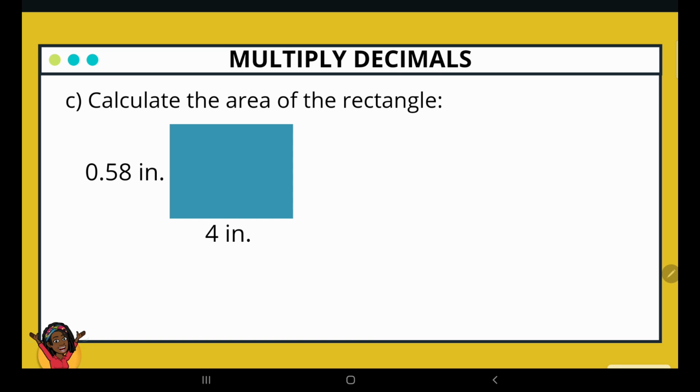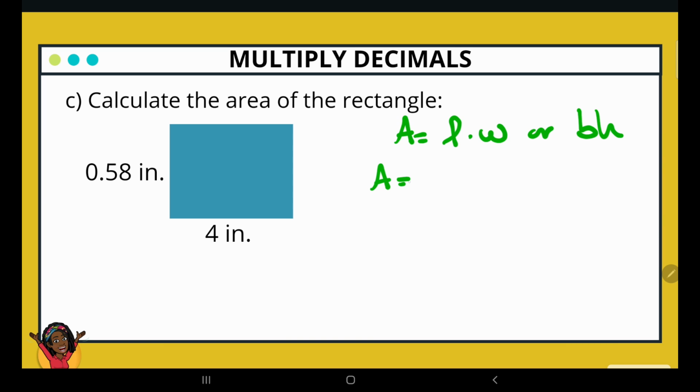So it says calculate the area of the rectangle. Whenever we talk about area, we know we're talking about some form of multiplication. So first you have to ask yourself, what is the formula for finding the area of a rectangle? We've seen this in a few of our examples, so we know it's A equals length times width, or base times height. So let's go ahead and plug our numbers in.